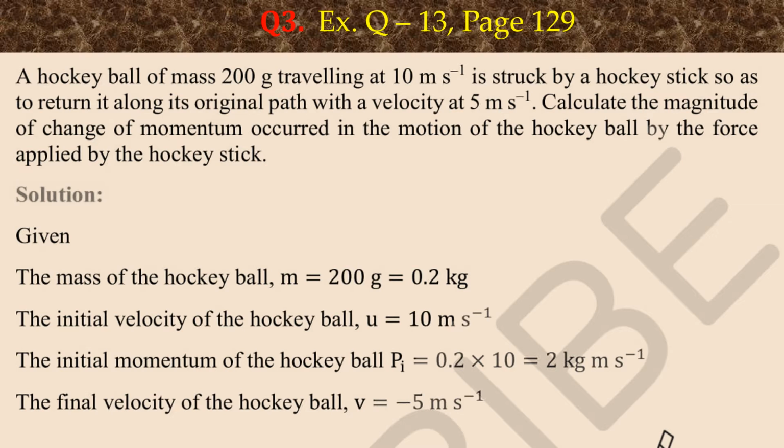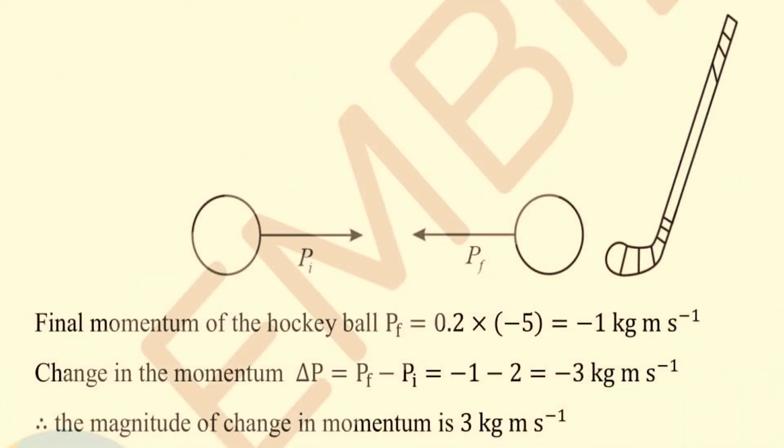The final velocity of the hockey ball is given as 5 meter per second, but it is given with a negative sign. The reason is, it is given in the question that after being struck by the hockey stick, it returned along its original path. That means the ball is coming backward. So its direction changed. In which direction it was moving initially, the opposite direction it will be coming now. So we will be giving the negative sign for this final velocity term. You can see the pictorial representation of this numerical here.